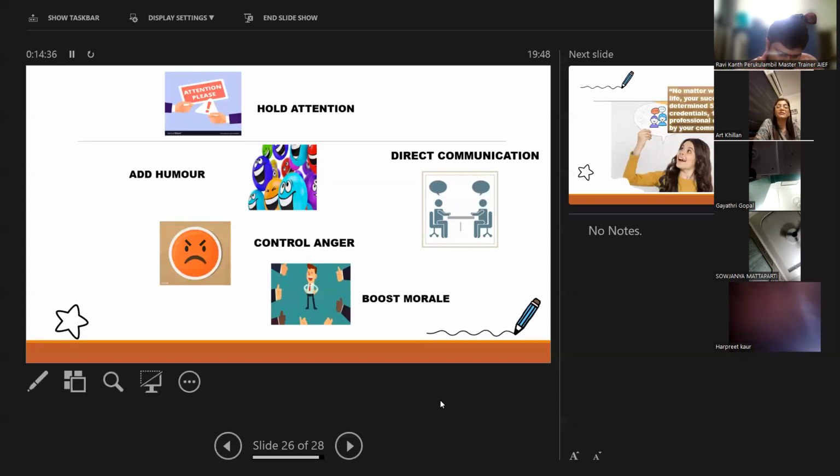Control anger. Anxiety spoils the entire communication. You have to use appropriate language and boost morale. Check your body language. Your body language should not convey that you are in anger. The body language should not convey that you are discouraging. It should be motivating.